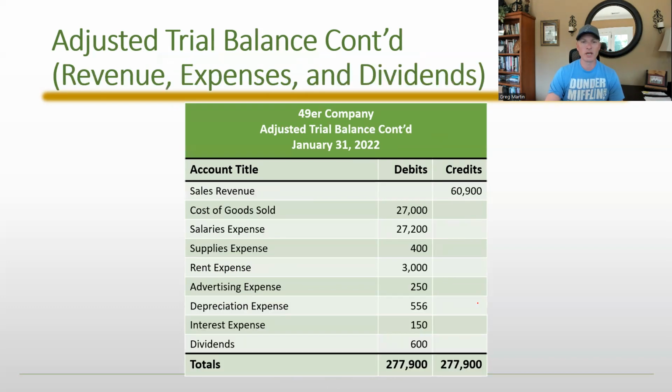And then we have all those temporary accounts, our revenue, expenses, and dividends. And again, revenue is a normal equity account, so it has a credit balance. And then everything else is a contra equity account, and so they all have debit balances. Again, the big changes here: salaries expense now includes both the January 15th entry and the adjusting entry. And then the supplies expense was an adjusting entry. Rent expense was an adjusting entry. Advertising expense was adjusting. Actually, all of these except for dividends were part of our adjusting entries.